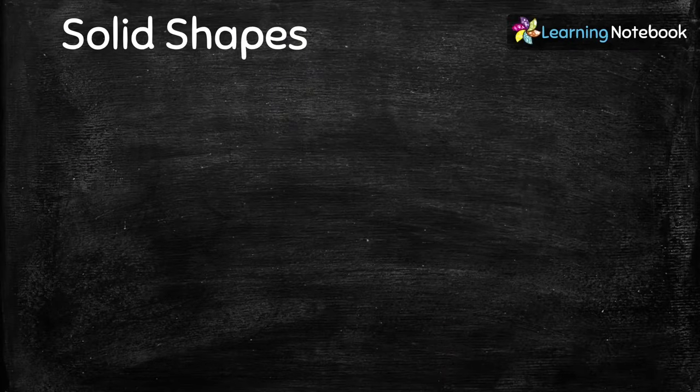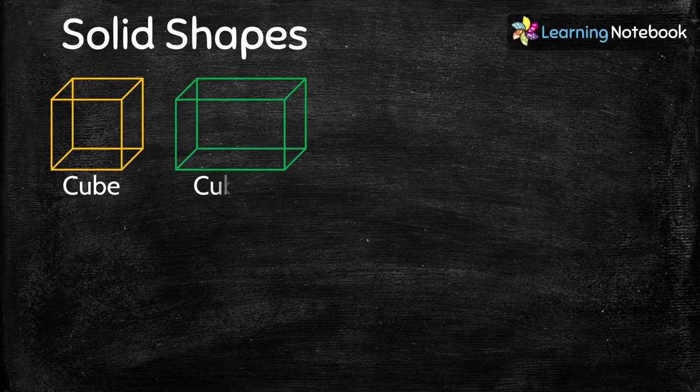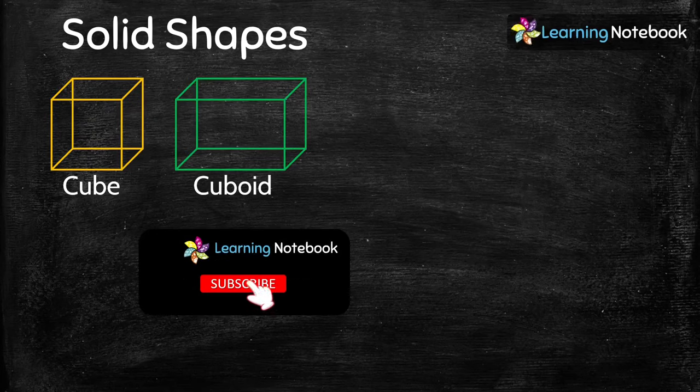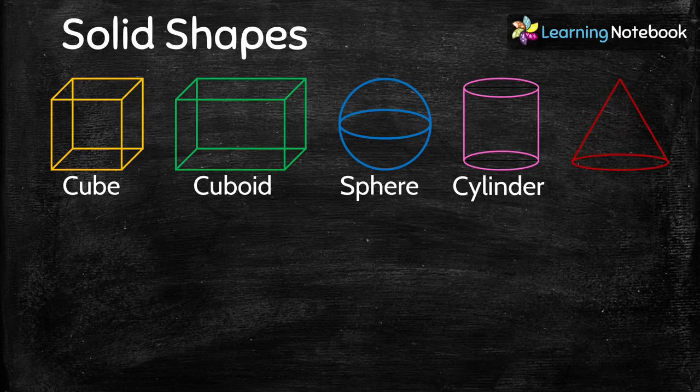Now let's learn about solid shapes. These are cube, cuboid, sphere, cylinder, and the last solid shape is cone. Now students, to understand these solid shapes better, let's take few examples of each of them.